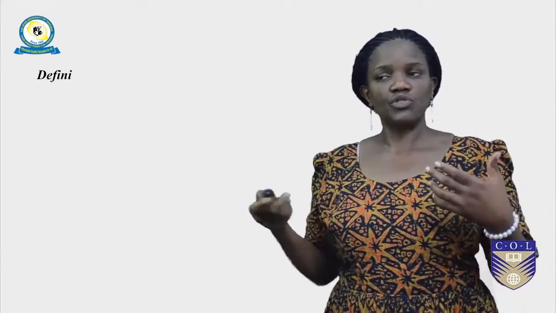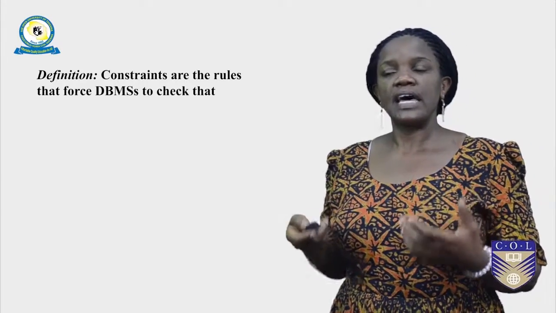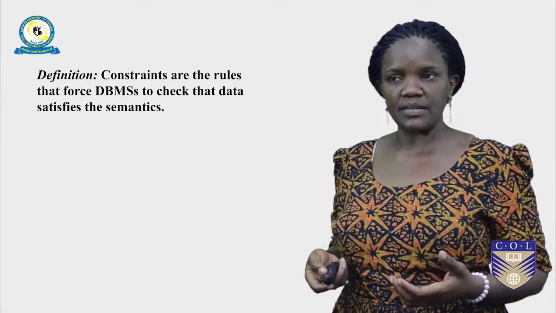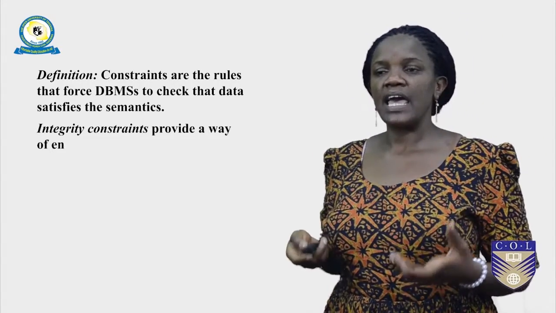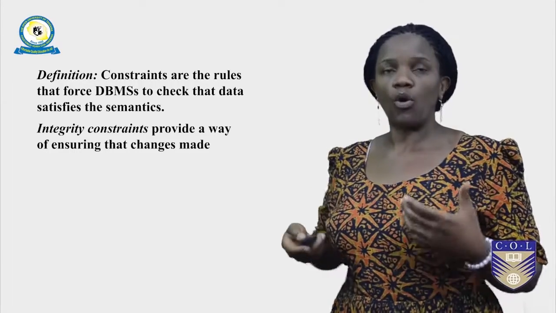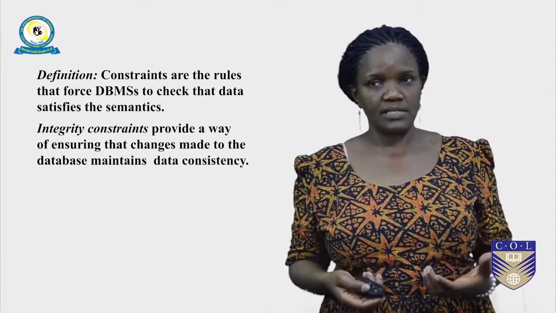Integrity constraints are there to ensure that the data in the database remain consistent throughout the update and the maintenance of the database. So what are the integrity constraints? Integrity constraints are the rules that force the DBMS to check that data satisfies the semantics. Integrity constraints provide a way of ensuring that any changes made by authorized users to the database maintain data consistency.